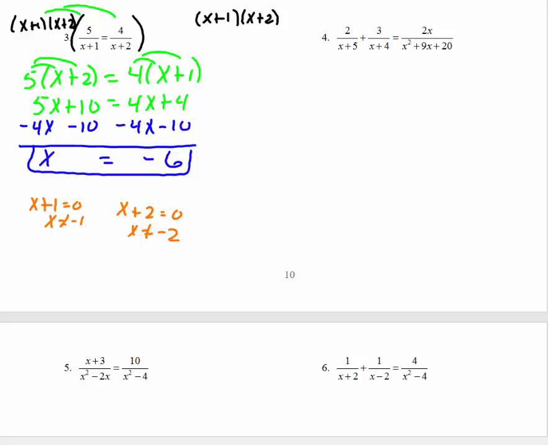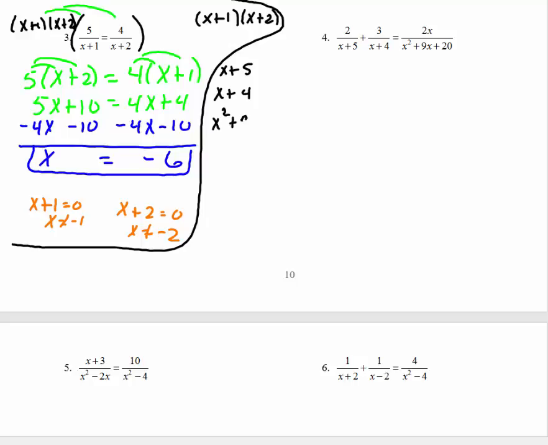Number 4. 2 over x plus 5 plus 3 over x plus 4 equals 2x over x squared plus 9x plus 20. So what do we got to do? We need to find the LCD. So I'm going to come over here and use some of this space. So we have an x plus 5 as one of my denominators, x plus 4 is another denominator, and x squared plus 9x plus 20 as the other denominator. Well, that one can be factored into x plus 4 times x plus 5. So hopefully you'll see that that's your LCD.